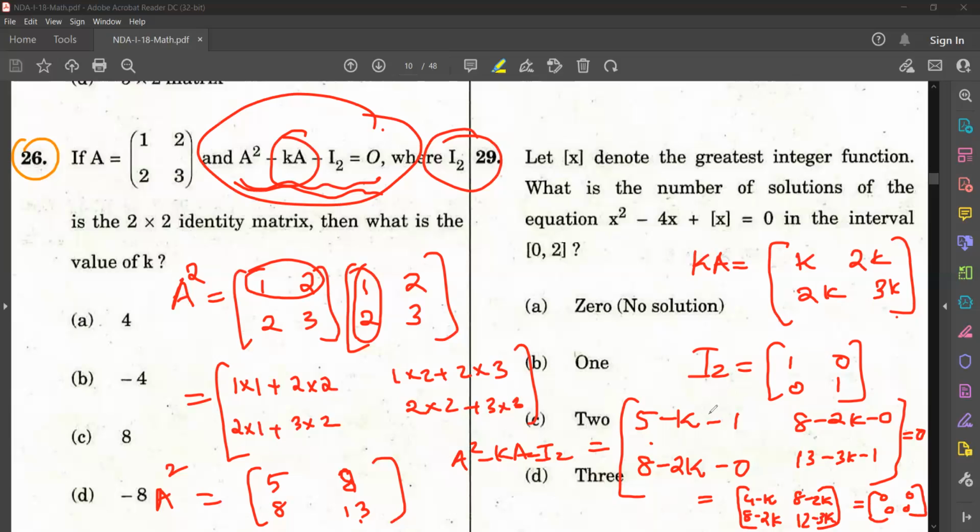So we got 4 minus K is equal to 0. Compare this. Here 0, 4 minus K is equal to 0. That indicates K is equal to 4. Option A, K is equal to 4, is the correct answer.